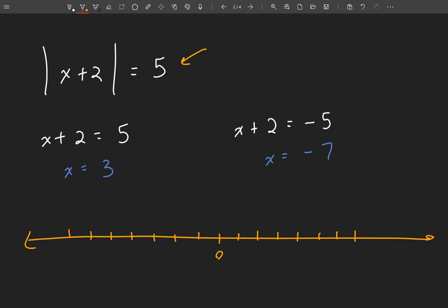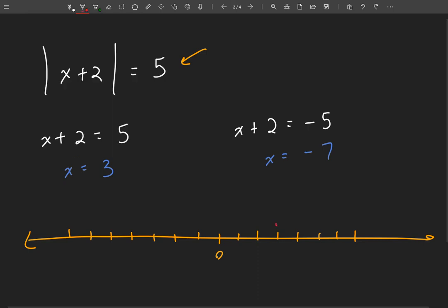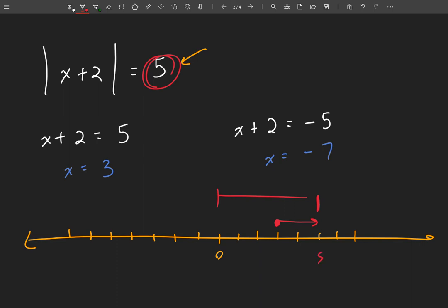We are claiming that 3 works. Okay, so where's 3? If I plug in 3 here, there's 3. Let me use a different color, make it a little easier. So here's 3, right? And this says when I plug in 3 and then I add 2 to it, so that's here, this number right here should be 5 away from the origin. Is it? Well, yeah, it is. That's actually the number 5, isn't it? So that works.